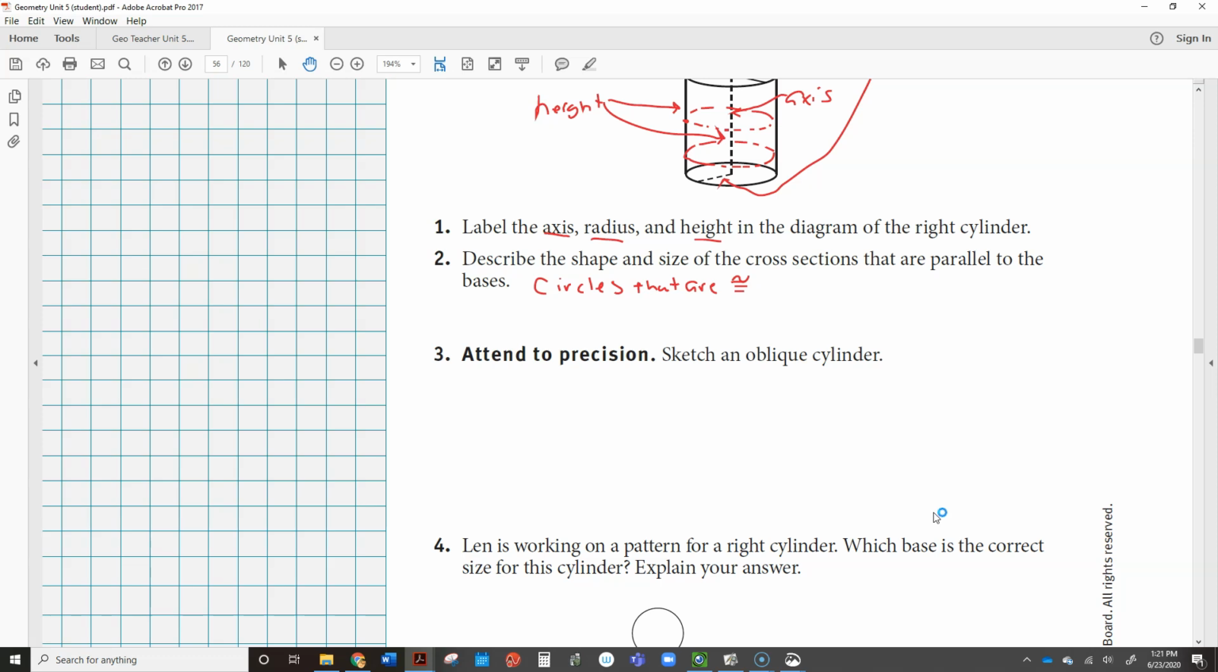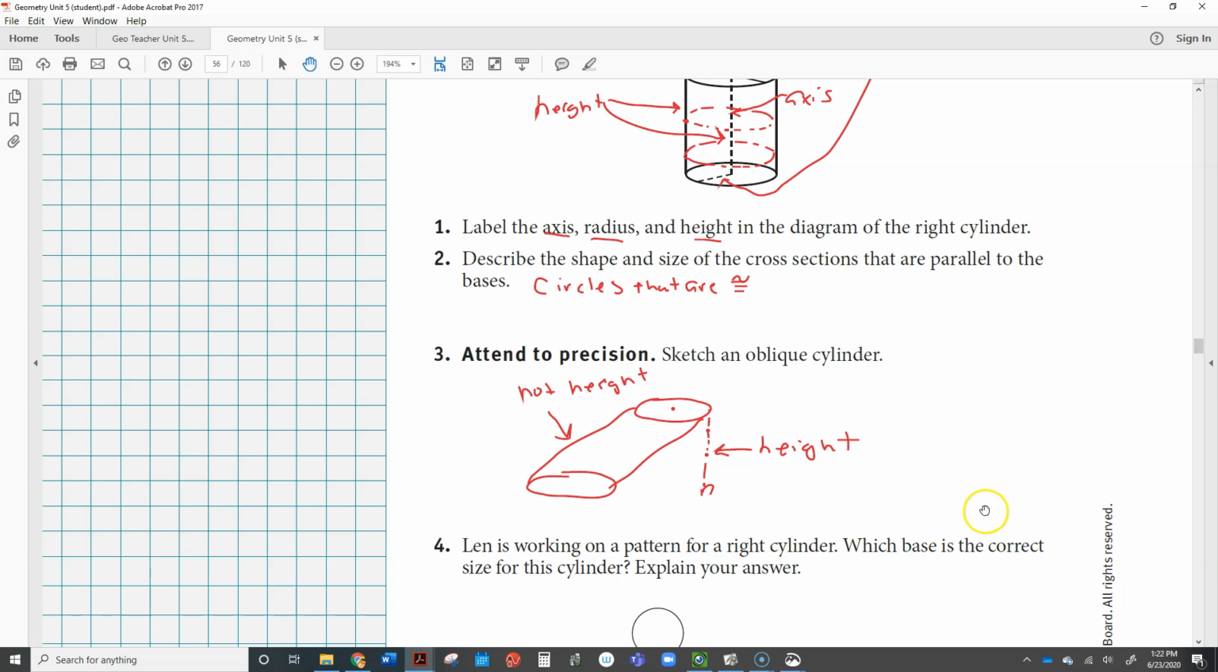Oblique cylinder. Okay, that's not too hard. Here's one base. Here's another base. So the distance between the two bases is going to be a perpendicular distance. You'd have to measure that distance right there. This is not the height. So the edge of the cylinder is not the height when it's oblique. This is the height.